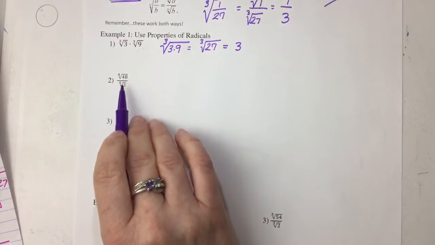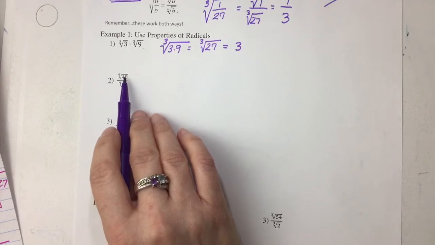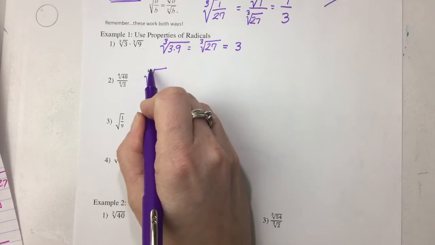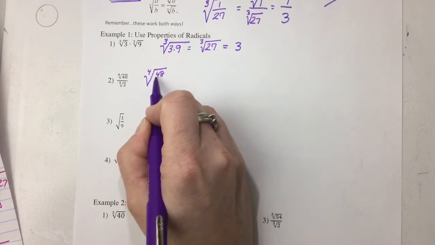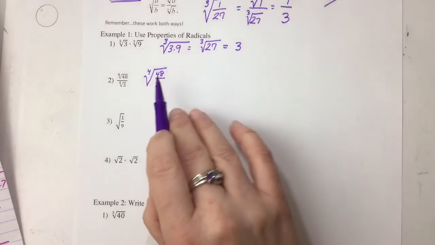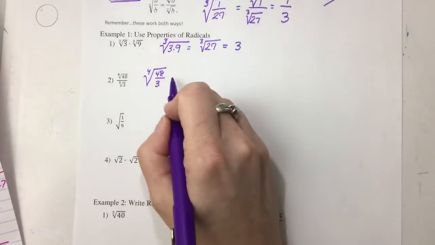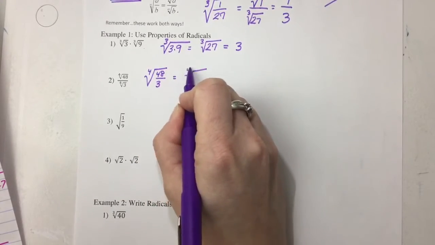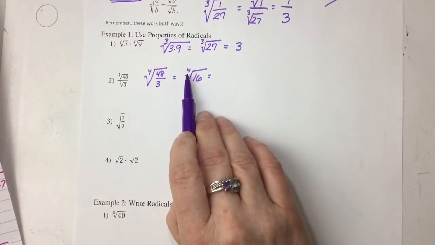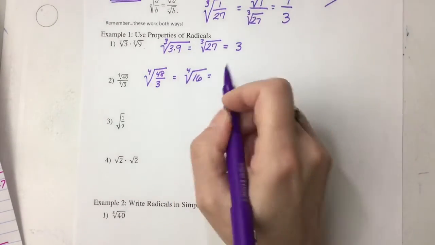Here is our quotient property. I have a fourth root on the top and a fourth root on the bottom. What I can do is make that a fourth root of the fraction 48 over 3. The reason I'd want to do that is because I can simplify this. 48 divided by 3, guys? 48 divided by 3 is 16. Now I can go ahead and evaluate it. What number times itself 4 times gets you to 16?